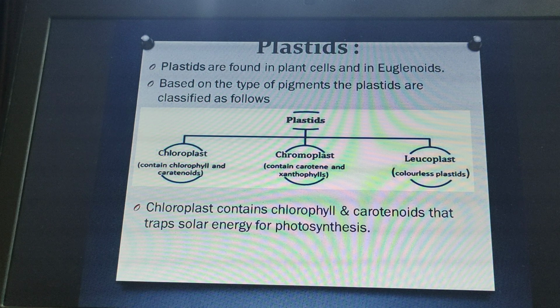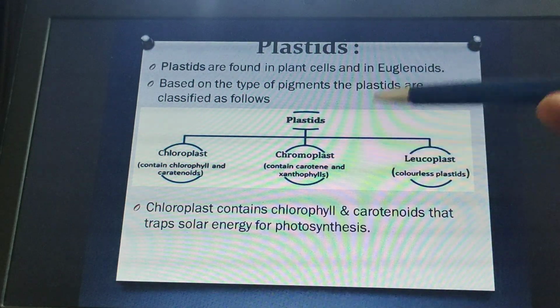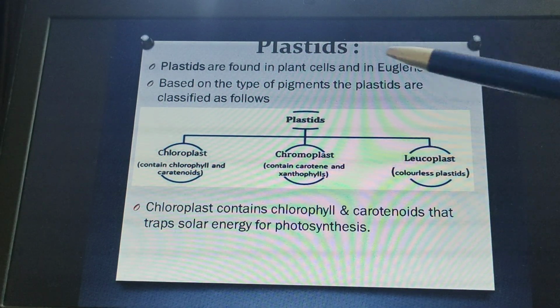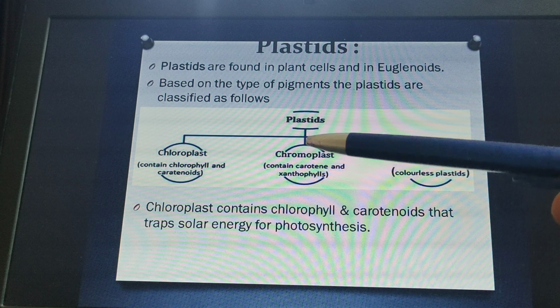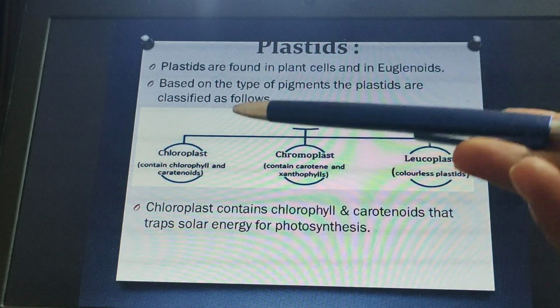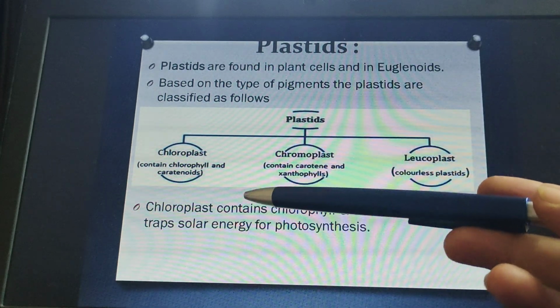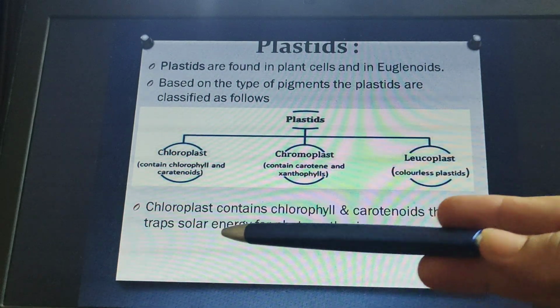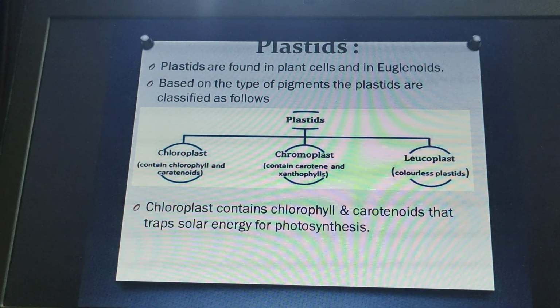So based upon the pigment which is present over there, we classify the plastids into the three main categories, that is chloroplast, chromoplast and the leucoplast. Chloro, we all are familiar, that means which is having green color. They contain chlorophyll and the carotenoids, and they are mainly responsible to trap the solar energy for the photosynthesis.